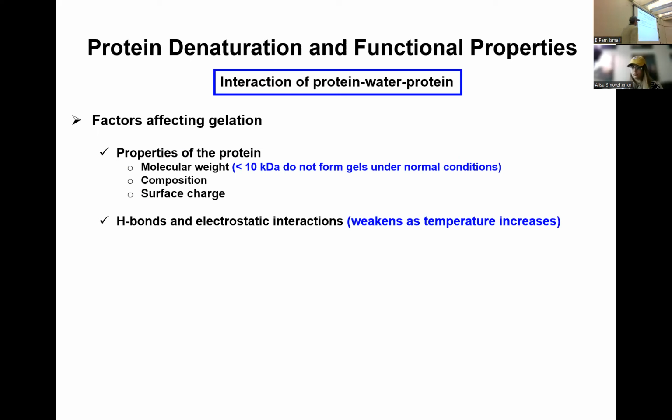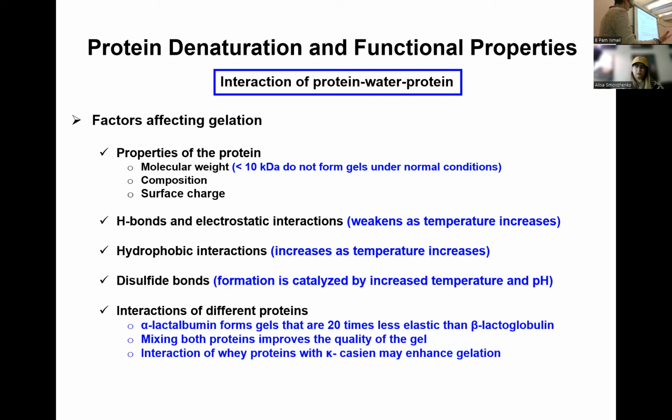Alpha-lactalbumin forms a gel, but not as strong as beta-lactoglobulin, because beta-lactoglobulin has a free sulfhydryl group in the middle of the molecule that initiates disulfide interchange. Mixing proteins improves gel, so you often find that in yogurt they add whey protein, because whey protein can interact with casein through disulfide interchange to enhance the gelation and reduce syneresis of the yogurt over storage. So it holds the water better.